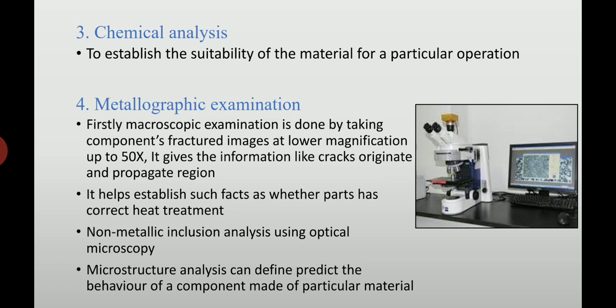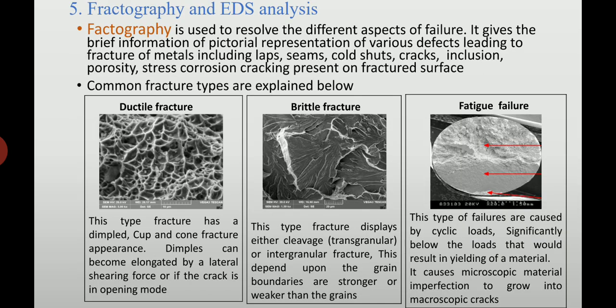Metallographic examination. This is conducted in two steps. Firstly, macroscopic examination is done by taking images of the component fractures at lower magnification up to 50x. It gives information like cracks, origin and propagation regions, and non-metallic inclusions. Then analysis using optical microscopy. Microstructure analysis can predict the behavior of a component made of a particular material.